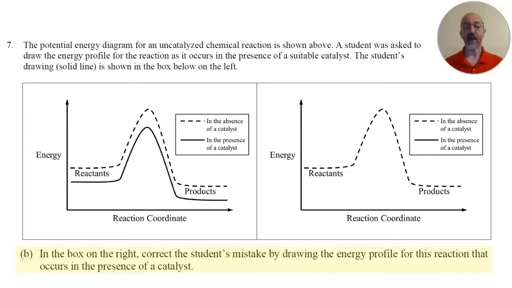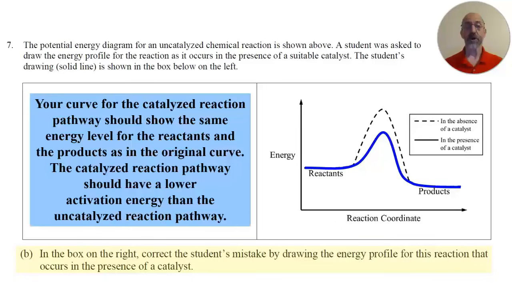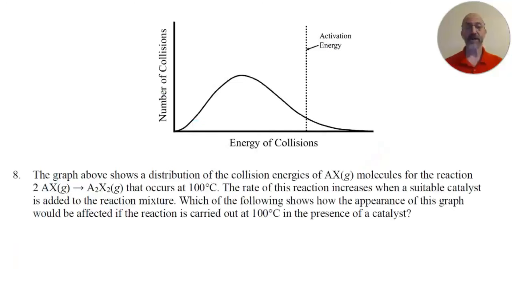So let's keep the energy of the reactants and the products the same as in the original uncatalyzed reaction pathway. So something like this. Your curve for the catalyzed reaction might look something like this. The catalyzed reaction pathway should show the same energy level for the reactants and the products as in the original curve, and it should have a lower activation energy than the uncatalyzed reaction pathway. All right, well, that is the answer to question 7. Now, let's take a look at question 8.